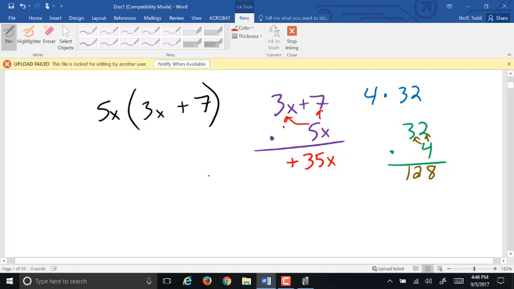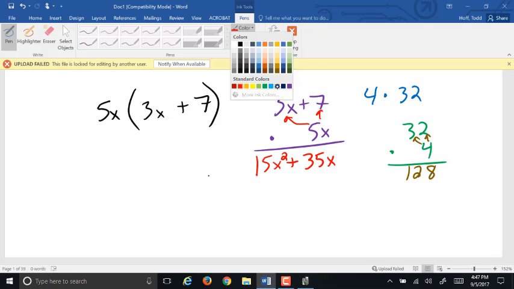5x times 3x is, somebody said it there, 15x squared. 5 times 3 is 15. X times x is x squared.